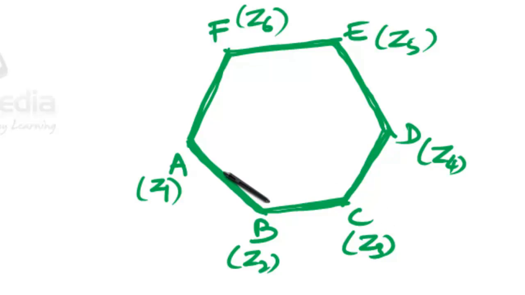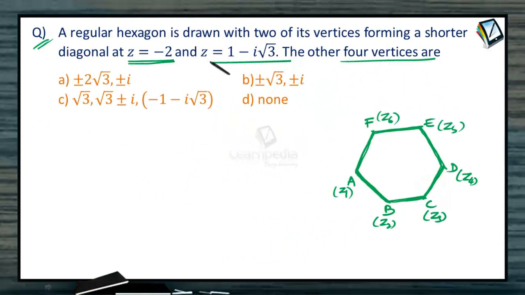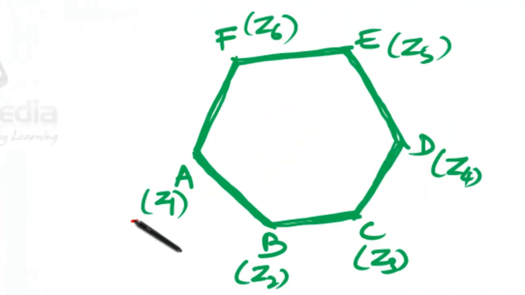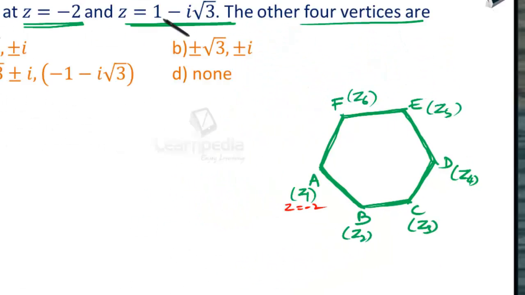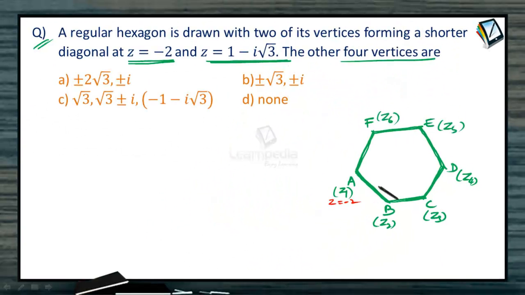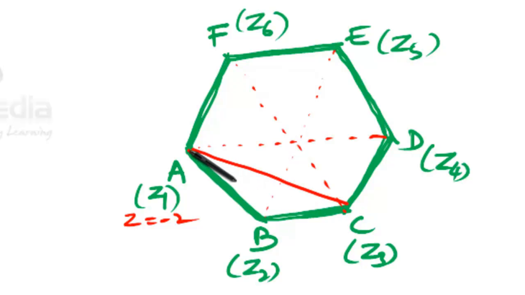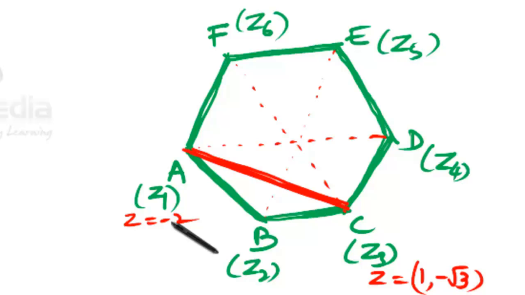Now, how do we take z equal to -2 and z equal to 1 minus i root 3? From the origin in the plane, let us take z equal to -2 and z equal to 1 minus i root 3. The shorter diagonal means, see here, these are the longer diagonals: this is one diagonal, this is one diagonal, and this is one diagonal. The shorter diagonal is the diagonal joining these two points. AC is the shorter diagonal. When AC is the shorter diagonal, then this must be z equal to (1, -root 3), and z equal to (-2, 0) is plotted here.